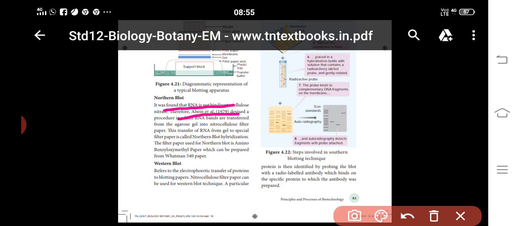Here RNA is extracted and fractionated according to size by electrophoresis. The same procedure as Southern blotting is followed. Northern blotting is frequently used to determine whether a specific mRNA is present in different types of cells. In Northern blotting, an agarose gel is used.